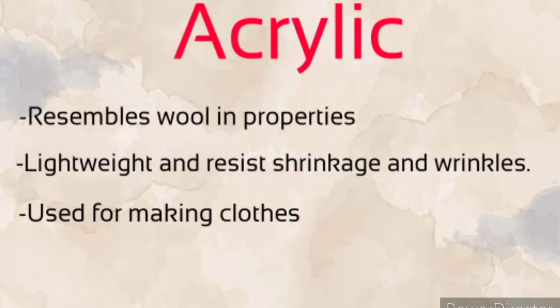Okay. The next type of synthetic fiber which we have is acrylic. Now what is acrylic? It resembles wool. Like rayon resembled silk, acrylic resembles wool. It is cheaper than wool, it is a wrinkle resistant fiber, and it is a lightweight fiber, and it is used in the making of clothes. So these are the 4 fibers which we have to study. What all are they? First was rayon, then nylon, then polyester, and then acrylic.